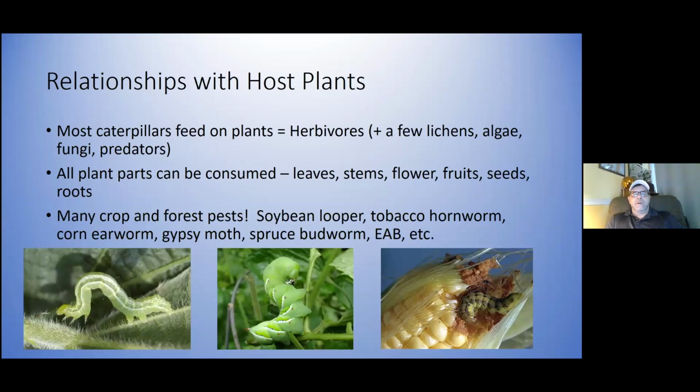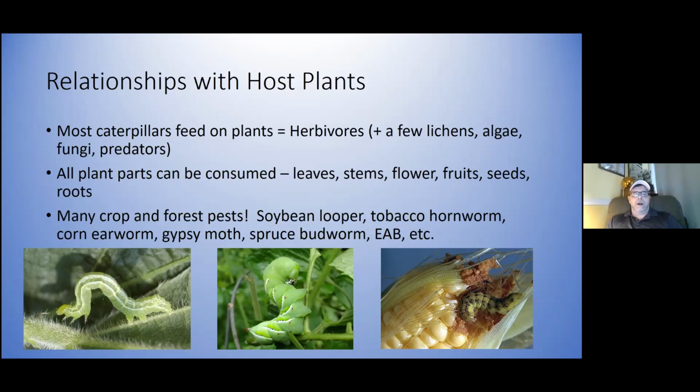Okay. So a little bit about their relationship with their host plants, which I think is really important. Most caterpillars feed on plants. The vast majority of them are herbivores. A few of them also feed on lichens, algae, or fungi. There's a couple in Hawaii that are predators, but that's very unusual. And really all plants are up for grabs. They can consume leaves, stems, flowers, fruits, seeds, even roots. So there are caterpillars that feed on virtually every part of the plant that has been described.